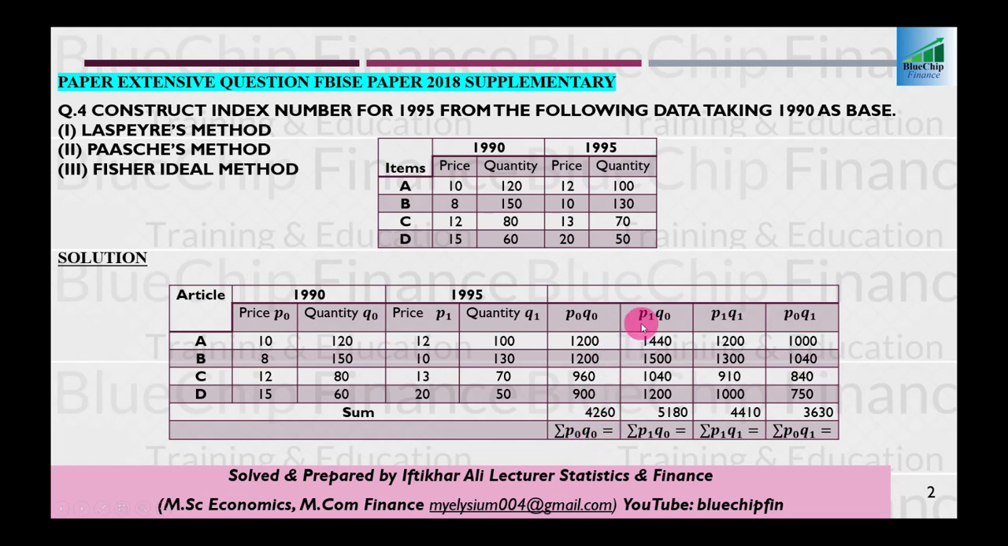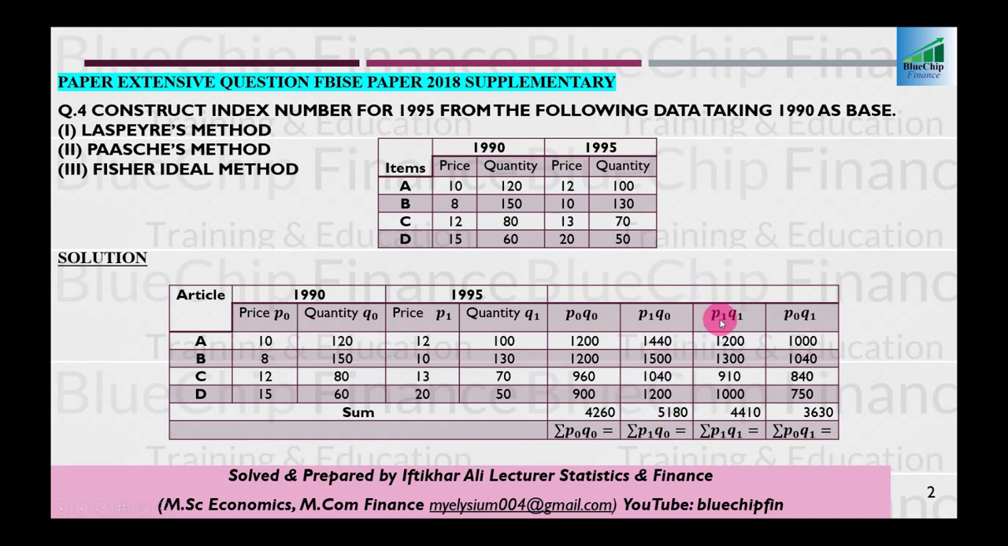After that, we need P1 Q naught. So where is P1? Here is P1 and Q naught column is here. So 12 multiplied by 120, 10 multiplied by 150, 13 multiplied by 80 and 20 multiplied by 60. Calculations are given here. So just take the sum, that is 5180. So sum of P1 Q naught equals 5180.